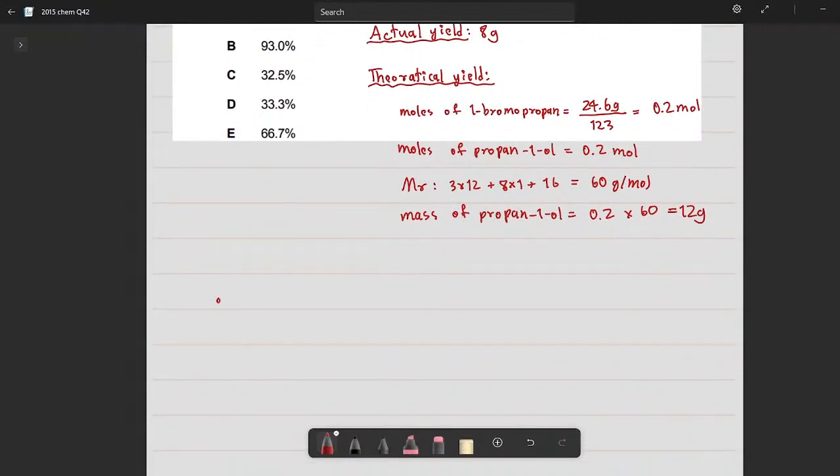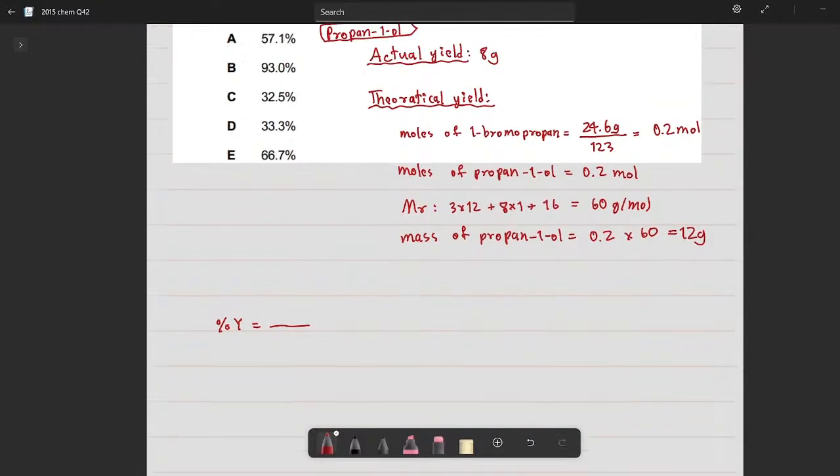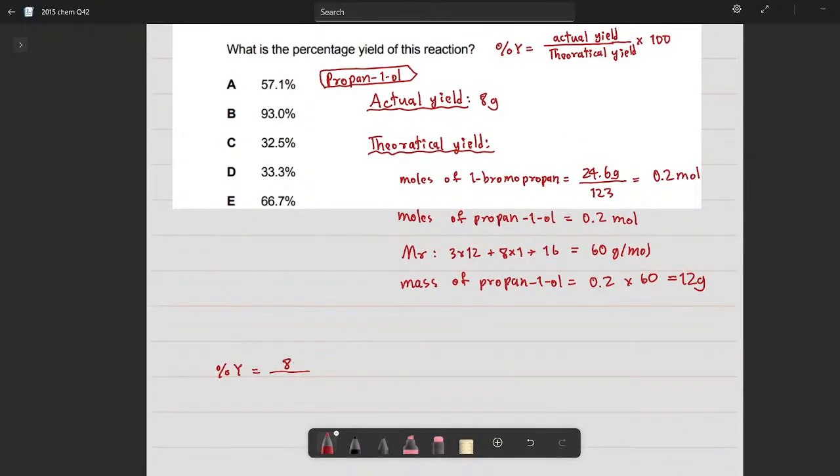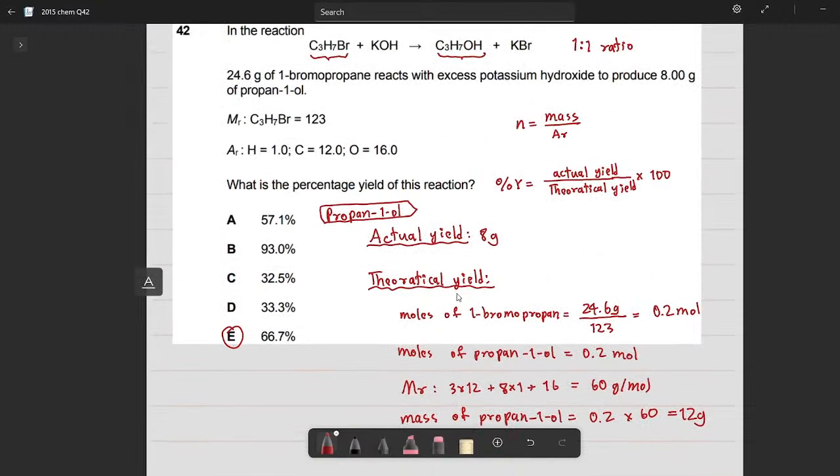Finally, the percentage yield is equal to 8 grams divided by 12 grams, times 100. This will give us a percentage yield of 66.7. That's our final answer. So the only correct option is option E. That's 66.7. That's how we solve this question.